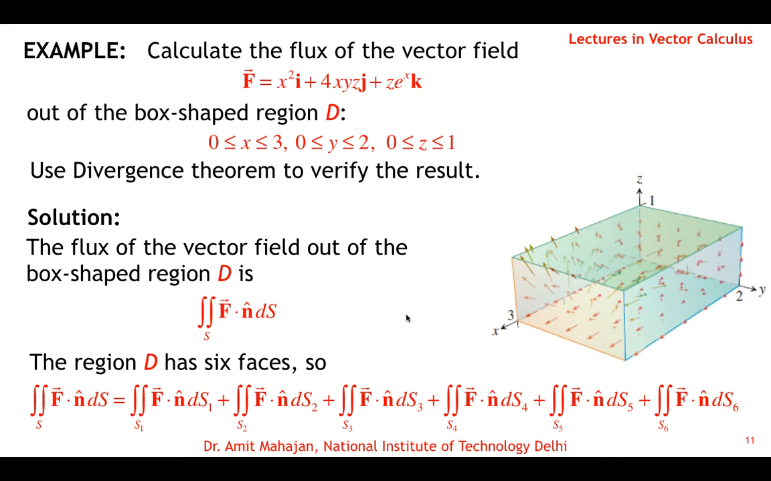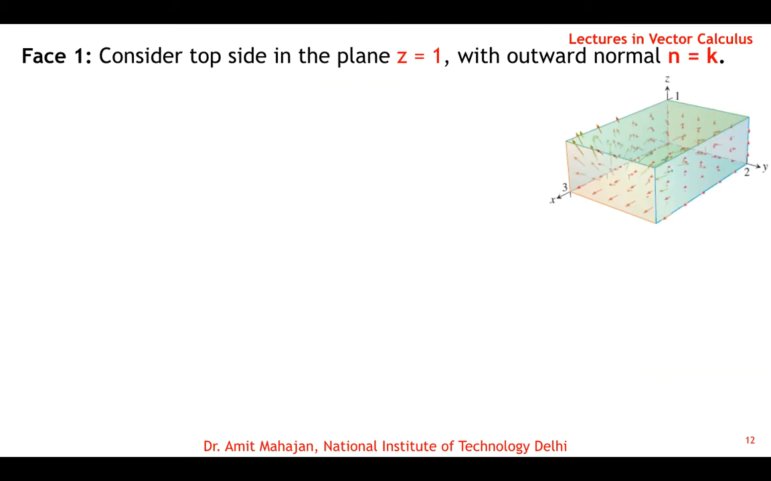Okay, so let us say we calculate using one of the surfaces, say first S1. So consider the top side of the plane, the above surface, which is at the z equal to 1 plane. The unit outward normal you can see will be in the positive direction of z, which is n will be k cap.